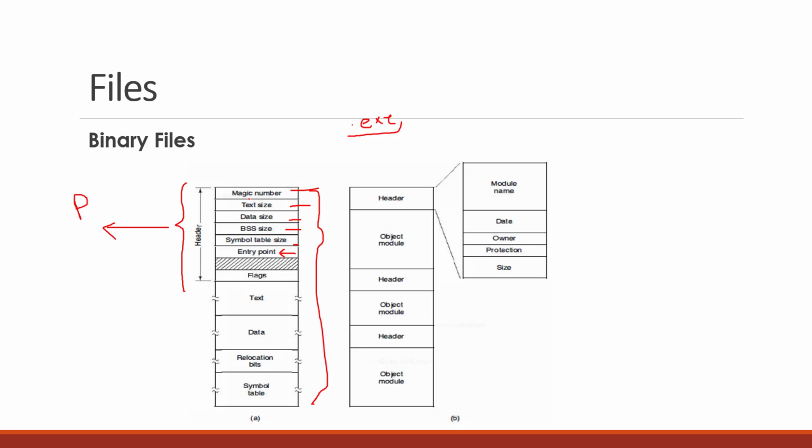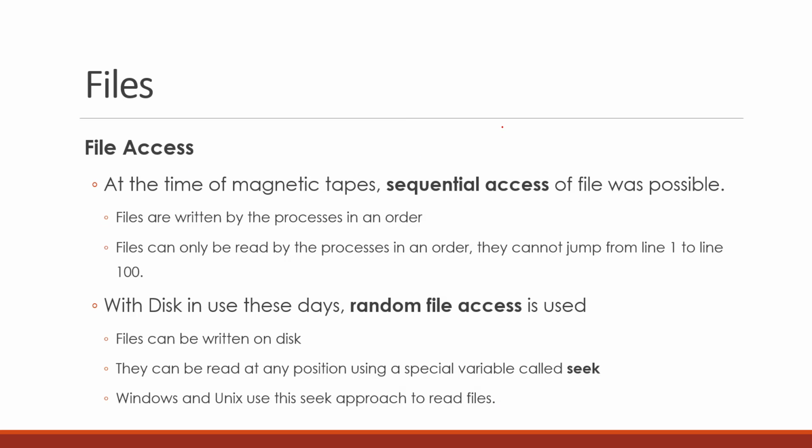So that's why binary files are a little bit different than the ASCII files. Then we come to the file access. File access, again, I'm sure you have gone through the programming languages and you might already know how to read and write files, and you know that there are two types of files when you are reading and writing them.